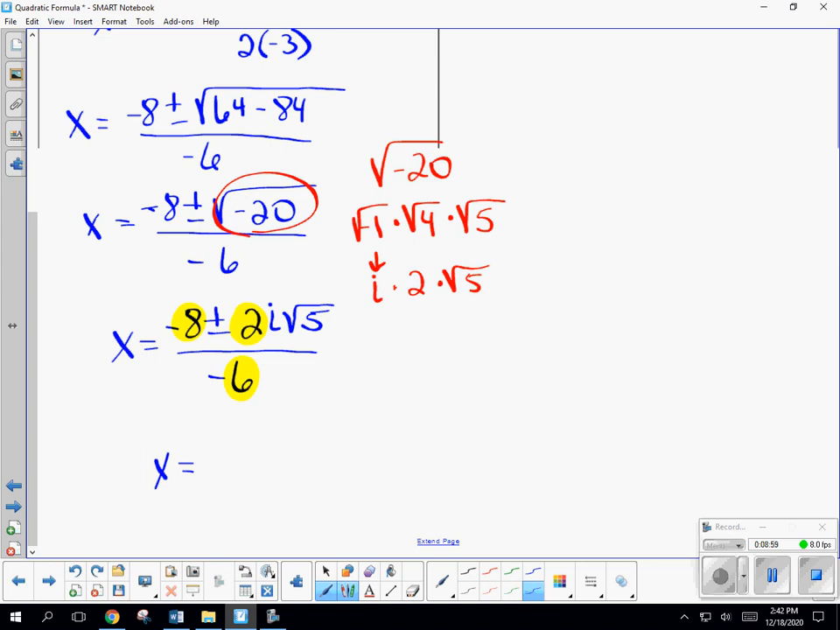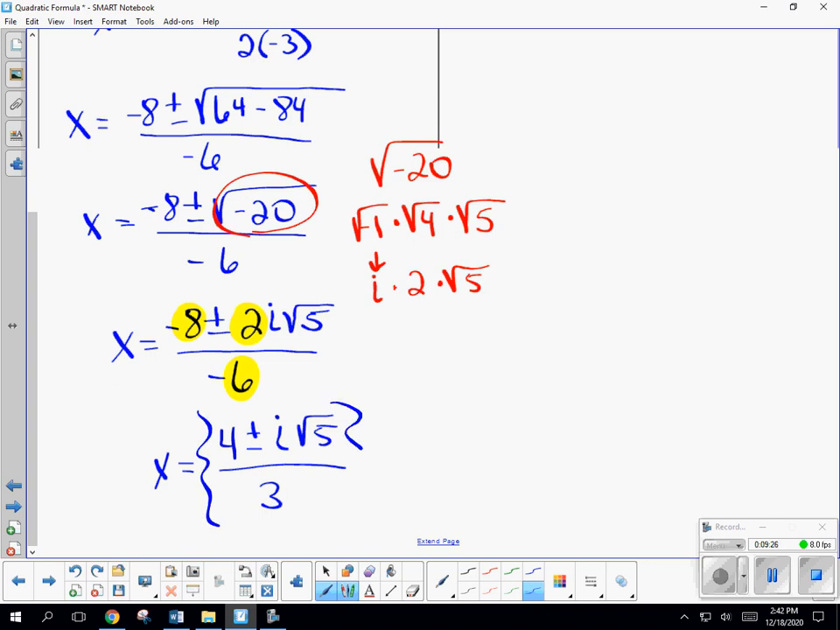Negative 8, 2, and 6 are all divisible by a negative 2. Get rid of some of these negatives for us. So we're going to divide all of these by a negative 2. Negative 8 divided by negative 2 is 4. Plus or minus 2 divided by negative 2 is still going to be plus or minus the i square root of 5. And then negative 6 divided by negative 2 is a 3. So there's our final answer.